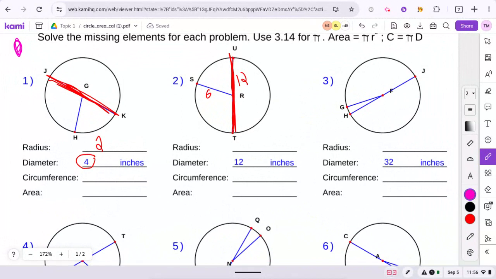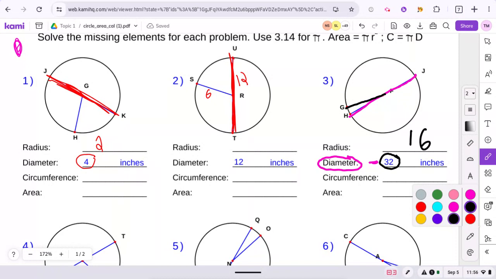You should be able to get from the diameter the radius. Remember, the diameter is all the way across. The radius is only from the center out, so it would be half. So for this one, you would get half of 32, which would be 16. That would give you the radius.